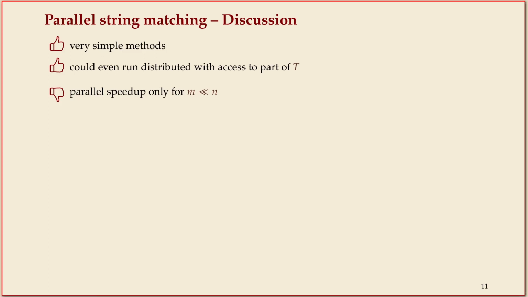So what can we say so far about string matching in parallel? The methods I've shown you are fairly simple. Once you know KMP, the code was just a few lines. But these already work reasonably well. Under the assumption that your pattern is not enormously long, but reasonably small compared to the text, they give you a lot of speedup from parallelism.